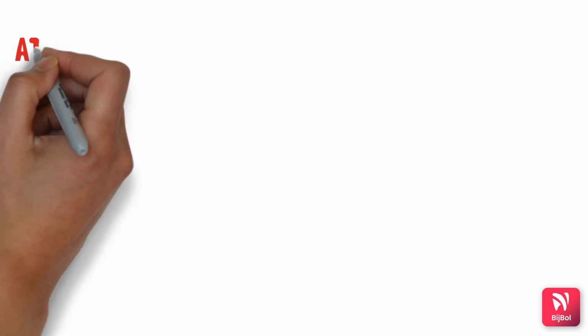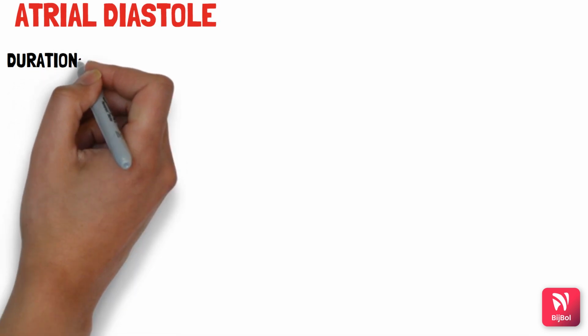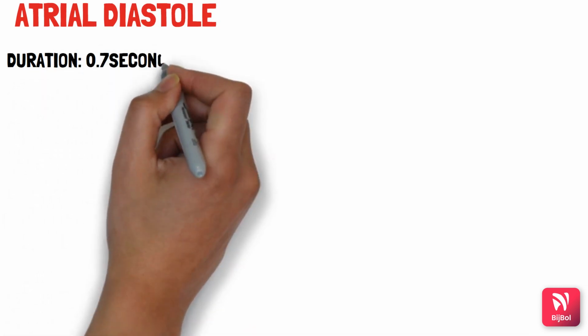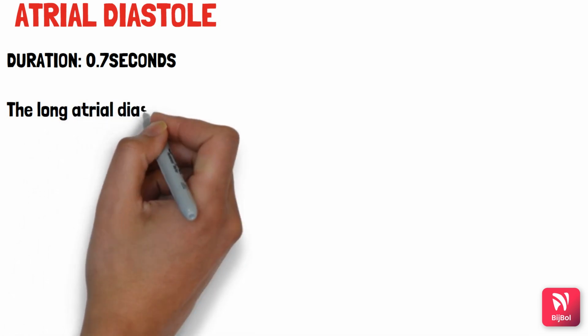Now moving on, the next step is atrial diastole. Contraction has happened, now relaxation has to happen. Now, atrial diastole starts after atrial systole. Simultaneously, ventricular systole also starts.